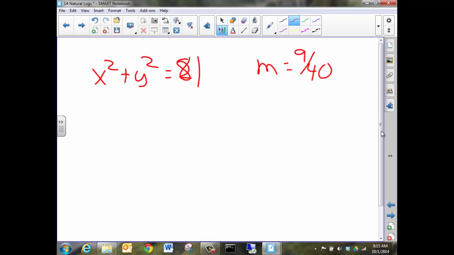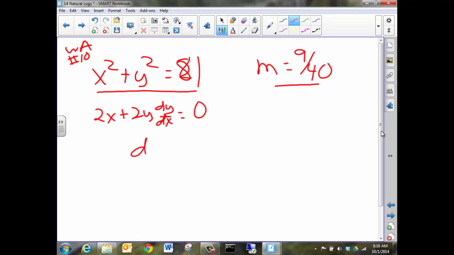Okay. This was a question on WebAssign. I believe it was number 10. Several of you seem to have difficulty with it, so we were asked to find the points on this graph where the slope of the tangent line is this. Most of you figured out I need to figure out what the slope is. 2x plus 2y dy/dx equals 0. And then if we solve that out, we get dy/dx equals negative x over y.